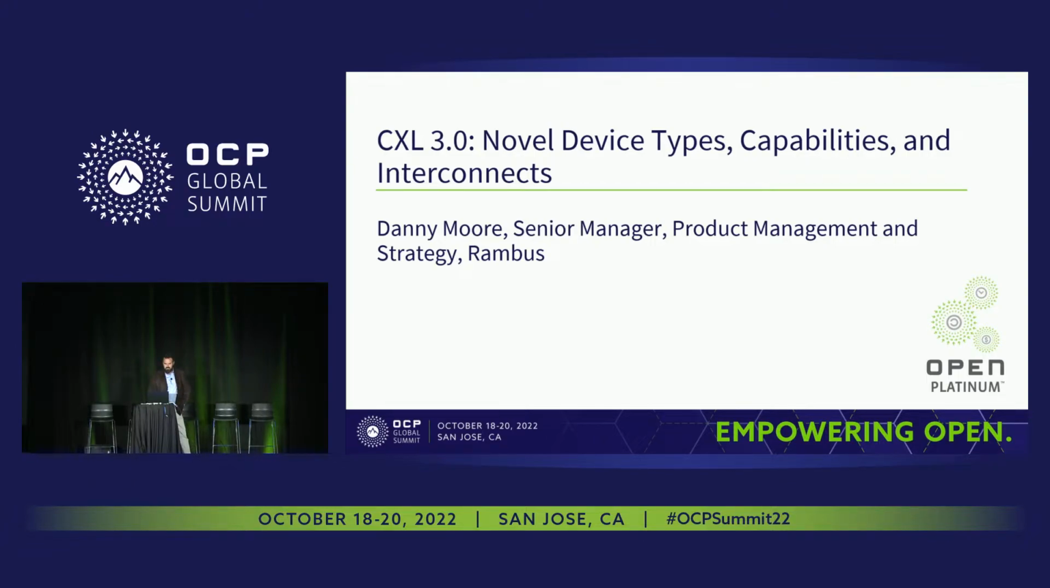So what we're going to be talking about today is CXL 3.0, which was released in August, some novel device types, some of the new capabilities that are coming in 3.0, and then obviously the expansion of the interconnect itself beyond what was previously defined into the fabric space.